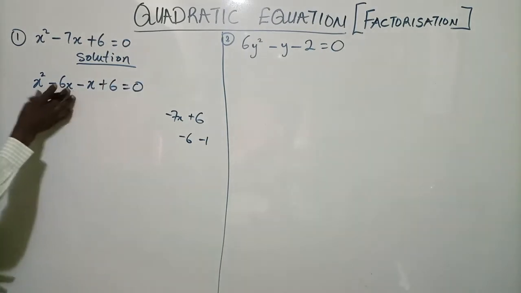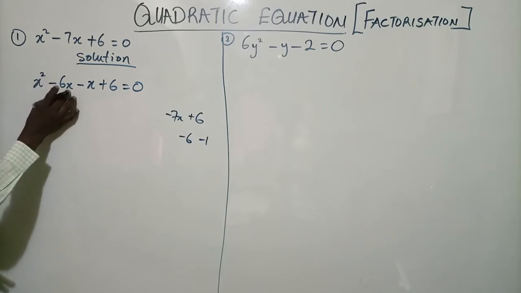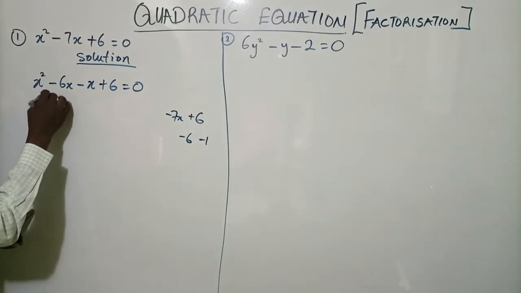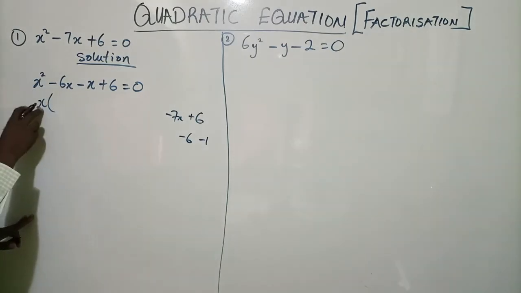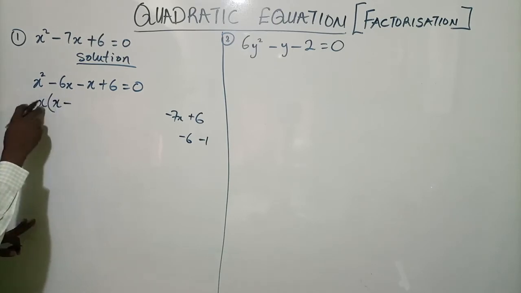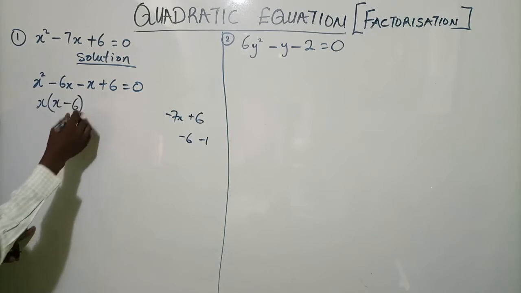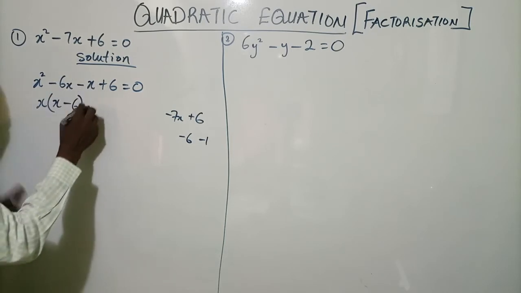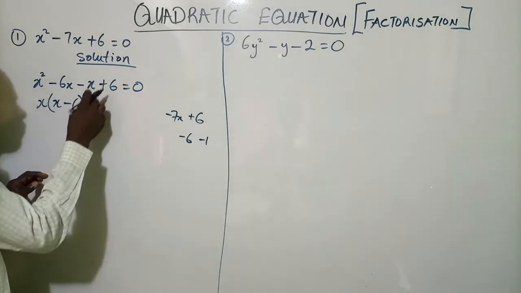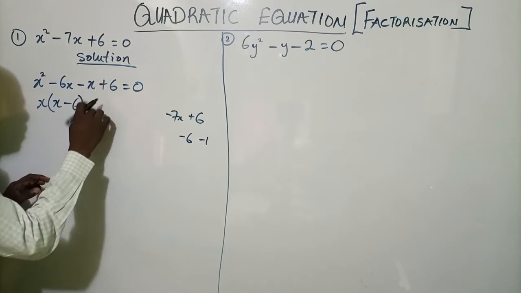So what do you do from here? We take them together. What do you have in common? x squared and minus 6x have x in common, so bring it out. What will I multiply by x to have x squared? It is x. What will I multiply by x so that I get minus 6x? It's going to be minus 6. Now look at this, minus and plus. So I will take the minus out, since minus is more powerful here. So what do they have in common? They have something in common.